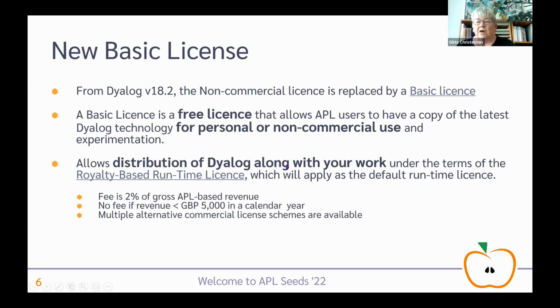So one new thing we've done with version 18.2 that came out just last week: we've had a non-commercial license for quite some years, which allowed people to experiment and play with APL. It's now replaced with what we call a basic license. And the basic license is a free license where you can use a complete copy of the Dyalog technology for personal and non-commercial use and for experiments.